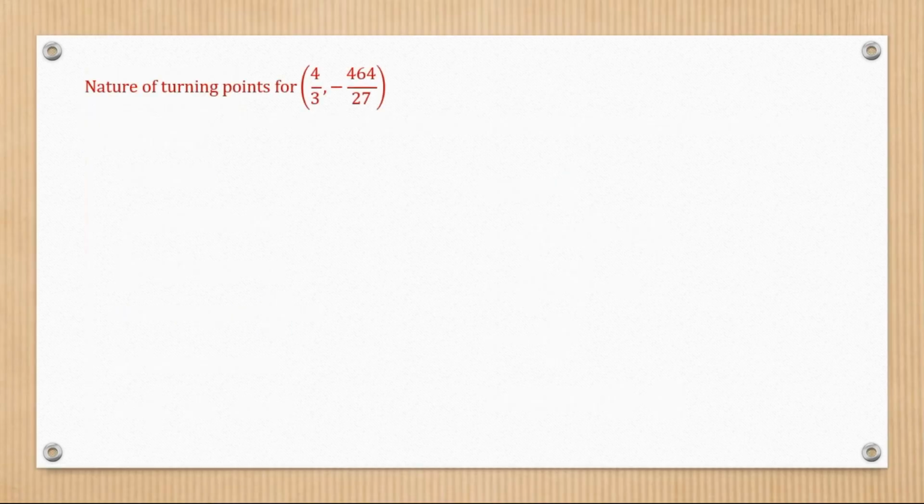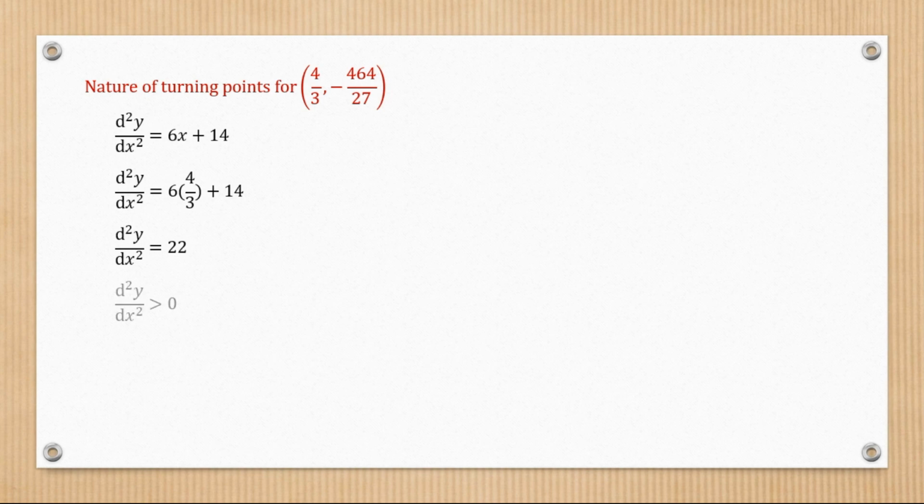Next we can find the nature of this turning point. Plug the values into the second derivative. We found the second derivative to be 6x plus 14. Where there is x, we put in 4/3, and we get the second derivative as 22. This value is greater than 0, so the point (4/3, -464/27) is the minimum point.